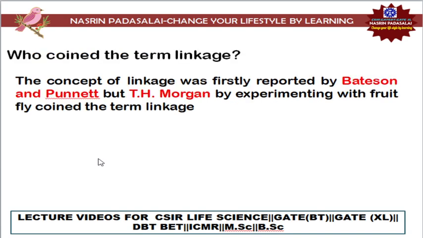Next, who coined the term linkage? Actually, the concept of linkage was first reported by Bateson and Punnett, but they are asking who coined the term linkage. The correct answer is T.H. Morgan, who was the first to coin this particular term linkage when he was working with fruit flies.